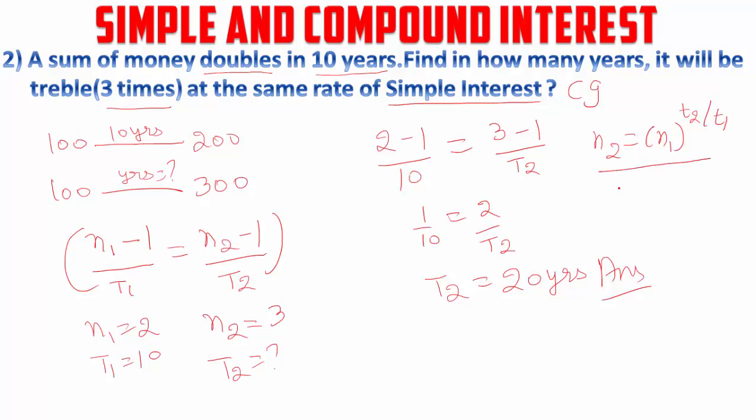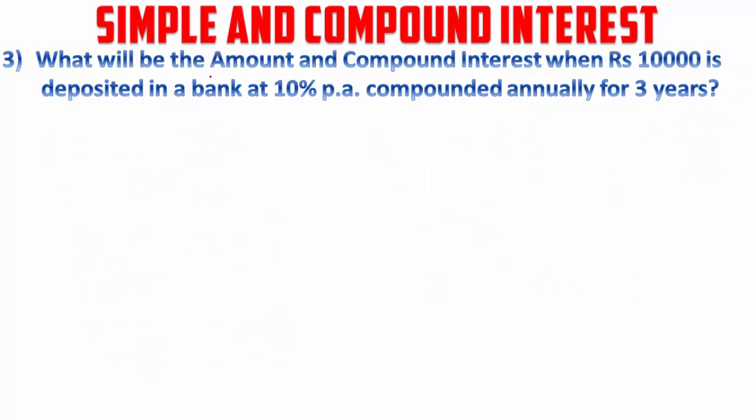Now we move on to our third question. The third question is: what will be the amount and compound interest when rupees 10,000 is deposited in a bank at 10% per annum compounded annually for 3 years? In this question, principal is given, that is rupees 10,000. Rate of interest is given, that is 10% per annum. And time is 3 years. And we have to find the amount and compound interest.